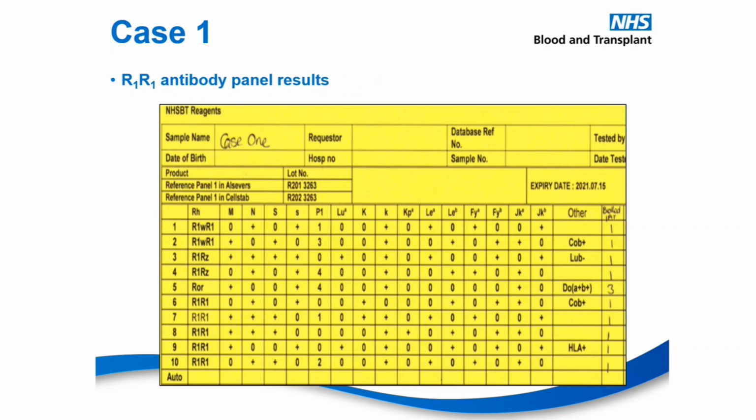So the R1 antibody panel results. As you can see, we have a stronger reaction with the lone C little c positive cell on the panel, but all the other cells are positive. All these cells show weaker reactivity, but it looks like another antibody, and it's fairly uniform, so it looks like it's all the same antibody. So what do all these cells have in common? They're all D positive. She could have an anti-D.